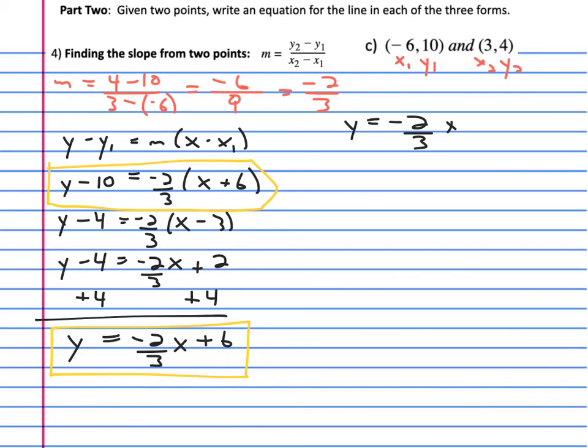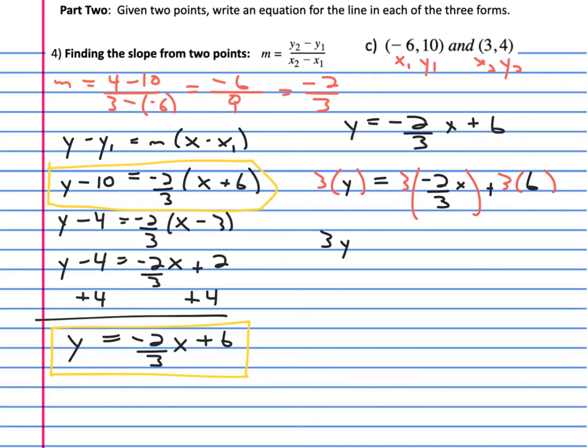I'm going to take that form, I'm going to put it up here so that I can manipulate it into standard form. How do we do that? Well, we see that the denominator here is 3. We need to clear that off by multiplying everything by 3. So we say 3 parentheses, whatever is there, equals 3 parentheses, negative 2/3 x plus 3 parentheses 6.